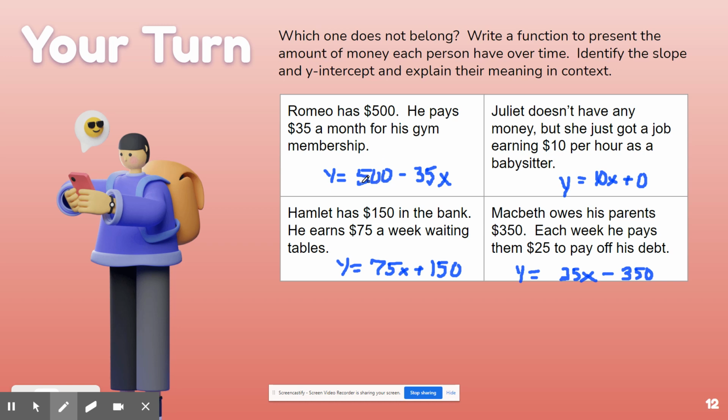But in context, this means he has $500. He's losing $35 per month. This one says she's earning $10 per hour and she has no money to start with. This one means that he earns $75 per week, but he already has $150. This one says that he's paying $25 per week, but he starts out in the hole of $350.